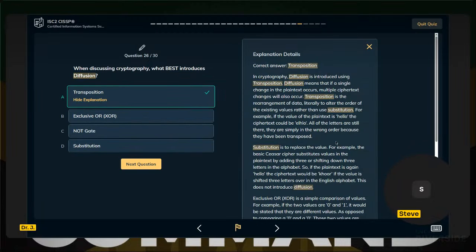Transposition. Yeah, diffusion is introduced using transposition. Diffusion means that if a single change in the plaintext occurs, multiple ciphertext changes will also occur. Transposition is the rearrangement of data literally to alter the order of the existing values rather than use substitution. For example, the plaintext is hello. The ciphertext could be ELHLO. All the letters are still there. They're simply in the wrong order because they have been transposed.